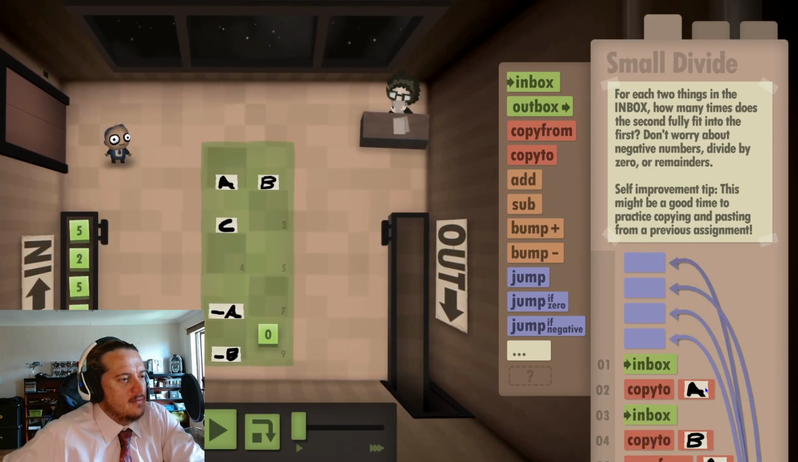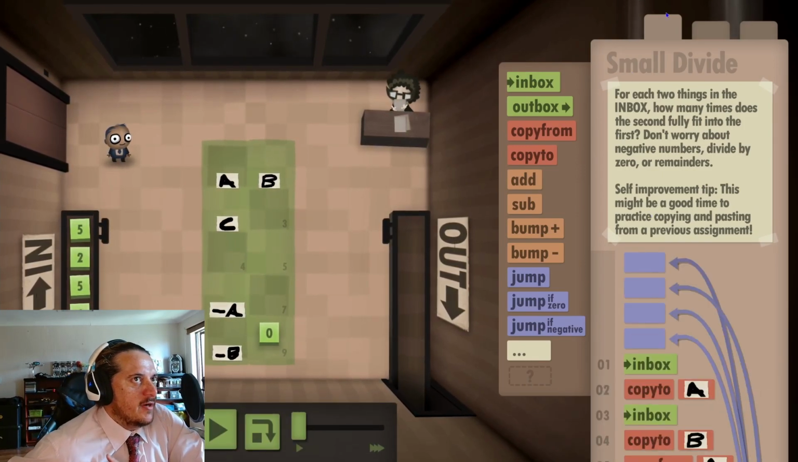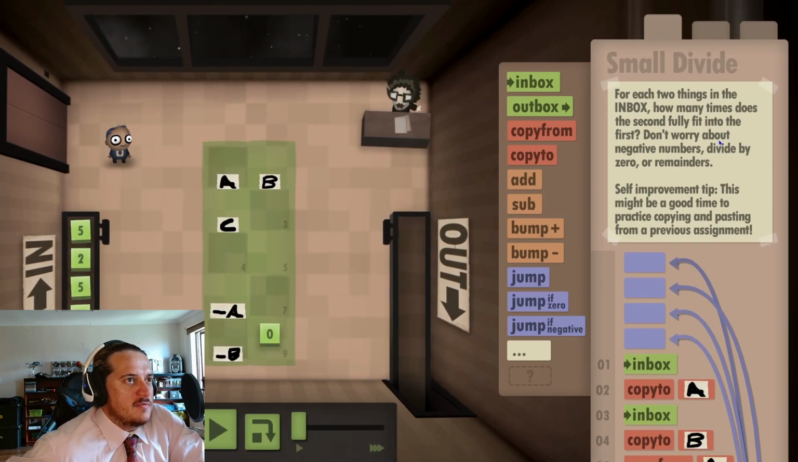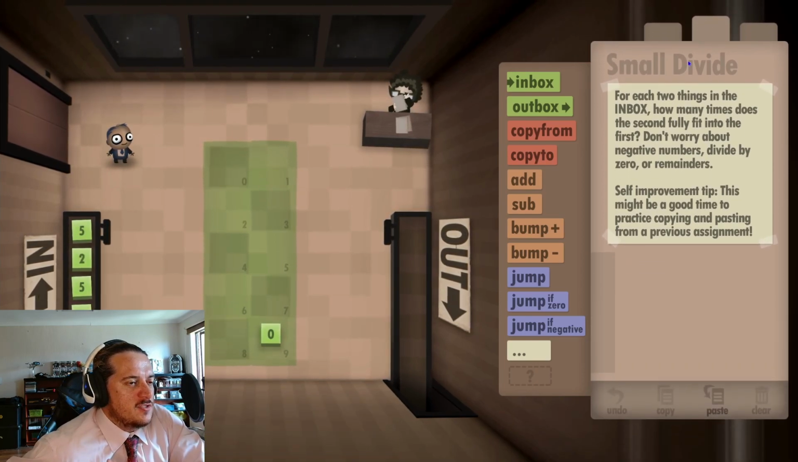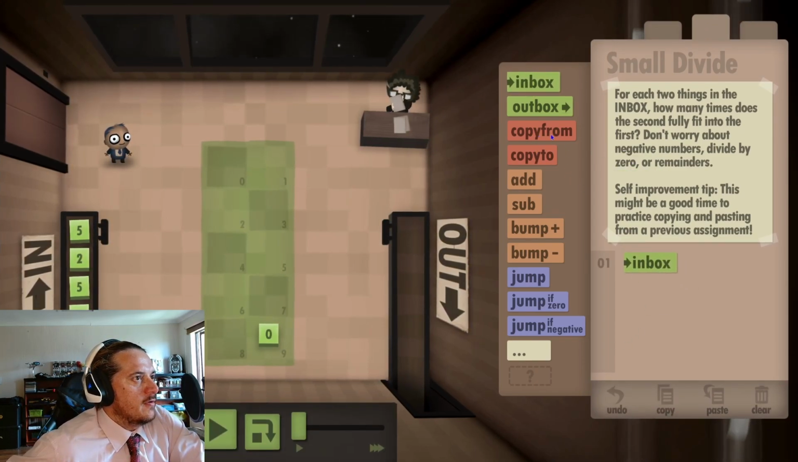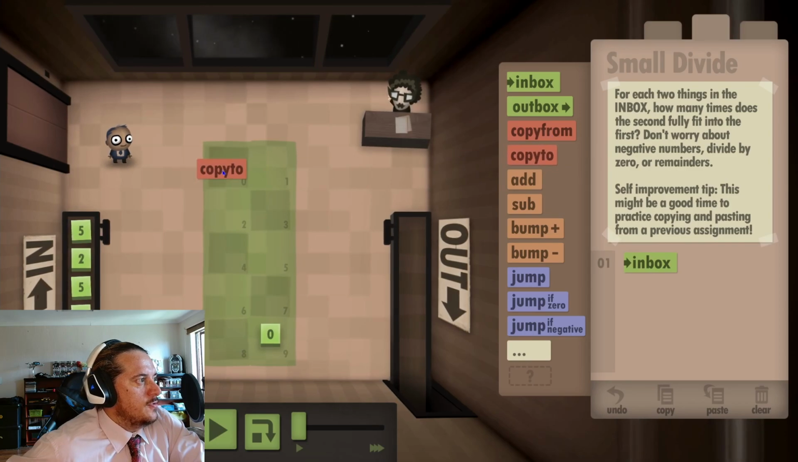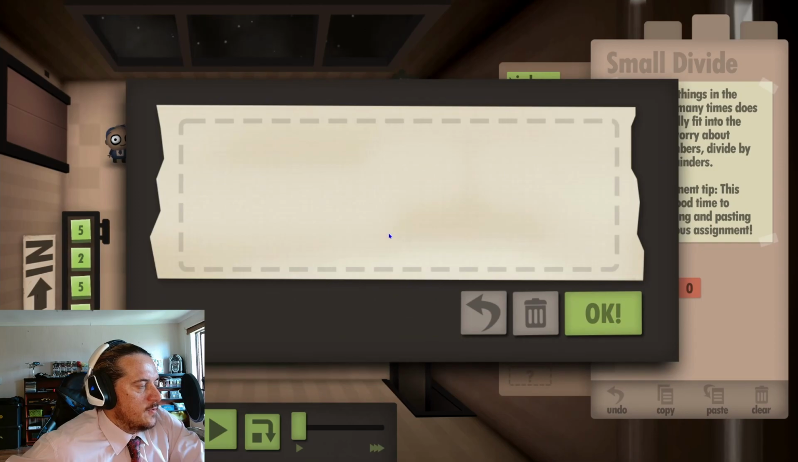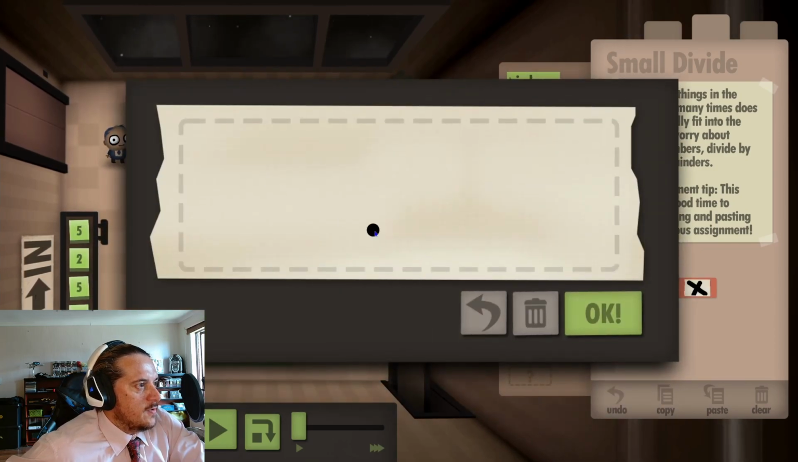So let's put it down so we have it, but I'm not going to use it right away. I think I'm going to create a new sheet. For each 2 things in the inbox, how many times does the second fully fit into the first? Let's start off fresh and then I can always review, right? So I'm going to go from the inbox. I'm going to copy 2. And this we call X. And this we call Y.